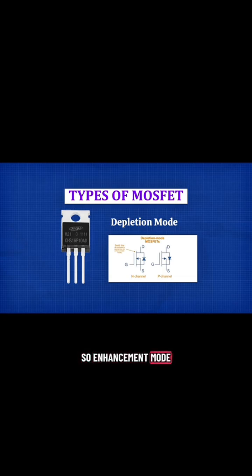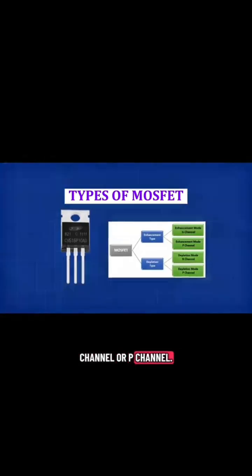So enhancement mode starts off and turns on with voltage, while depletion mode starts on and turns off with voltage. That is the key difference. Each of these modes can also be either N-channel or P-channel. N-channel MOSFETs use electrons as majority carriers and are generally faster and more efficient, which is why they are more common in power electronics. P-channel MOSFETs use holes as majority carriers and are often used in high-side switching applications.